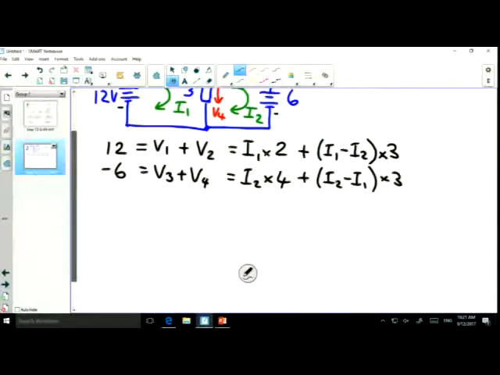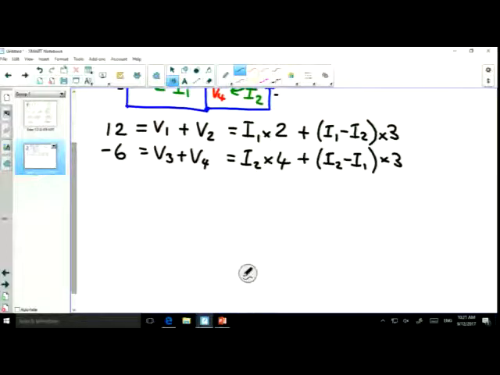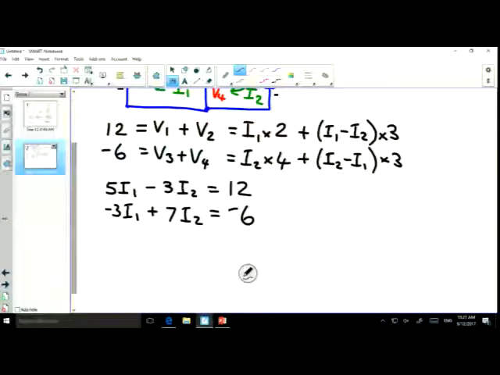Scroll down a wee bit. If we rearrange that as simultaneous equations, I'll put them on this side, we're going to have 2i1 plus 3i1, so that's 5i1, minus 3i2 equals 12. And then for the second loop, we've got minus 3i1, that's 4i2, 7i2. Tell me if I get it wrong, by the way. Okay, so we end up with two equations like that.